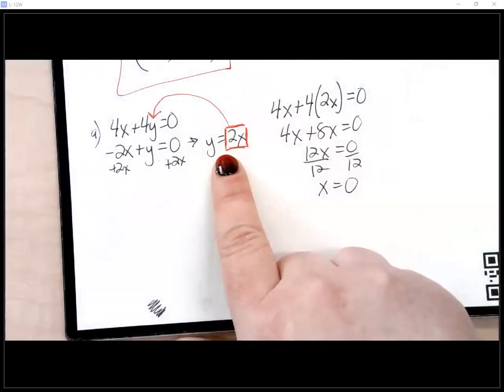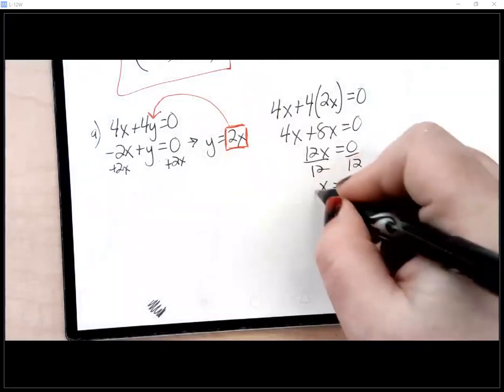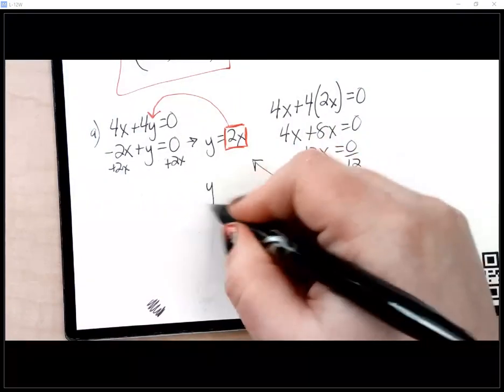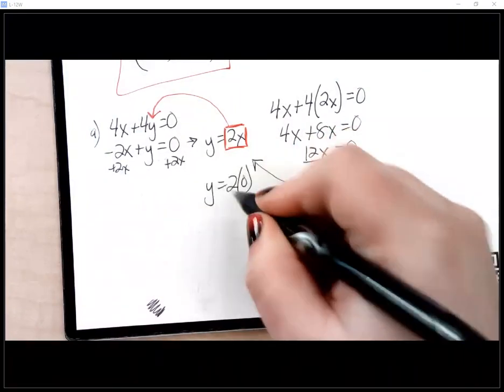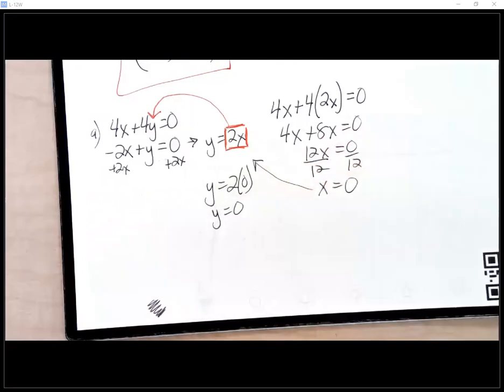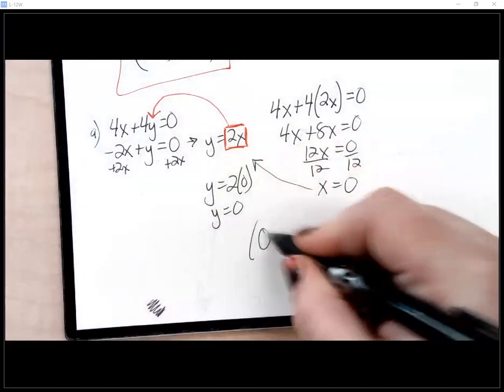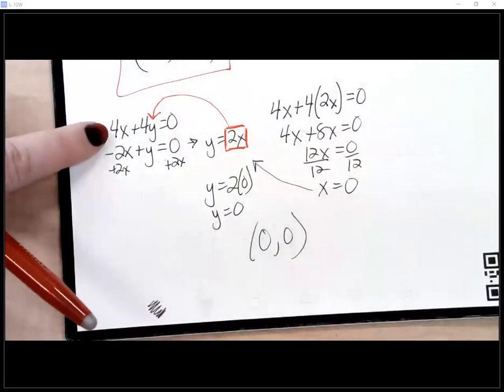It just so happens that when I do that, y ends up being 0 also. Am I wrong? Did we mess up? No. And there's such a quick, easy way that you can check. Take the point 0, 0 and plug it in. Does it work in both equations?